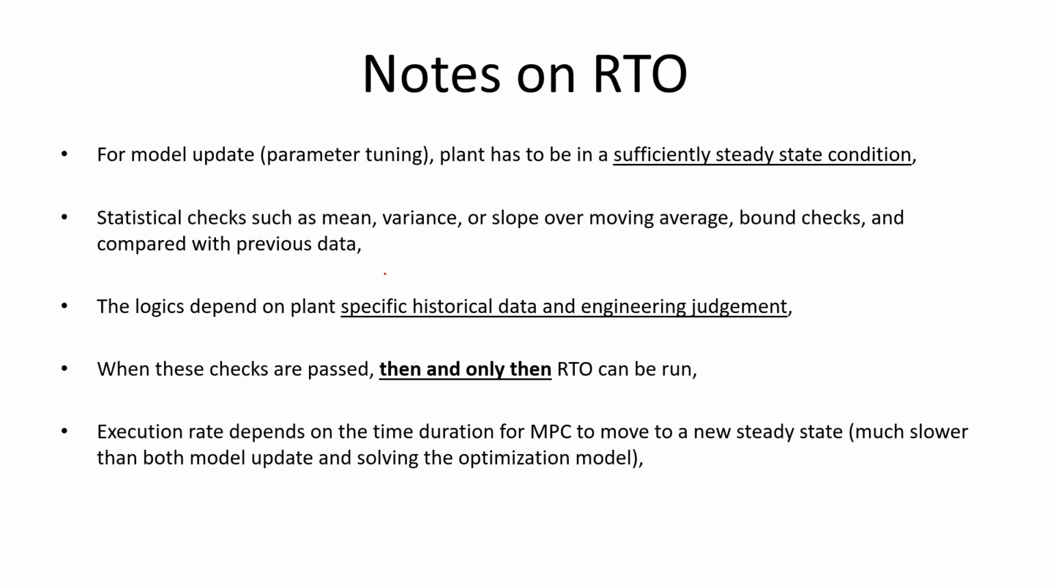So some notes on the RTO, like I mentioned already. For parameter tuning, it has to be in a sufficient steady state condition. Sufficient is the key, because you will never be able to find a straight line in steady state conditions. It's never going to happen. So how do we know this sufficiently? We have to check on the means. So we have to plot the means.